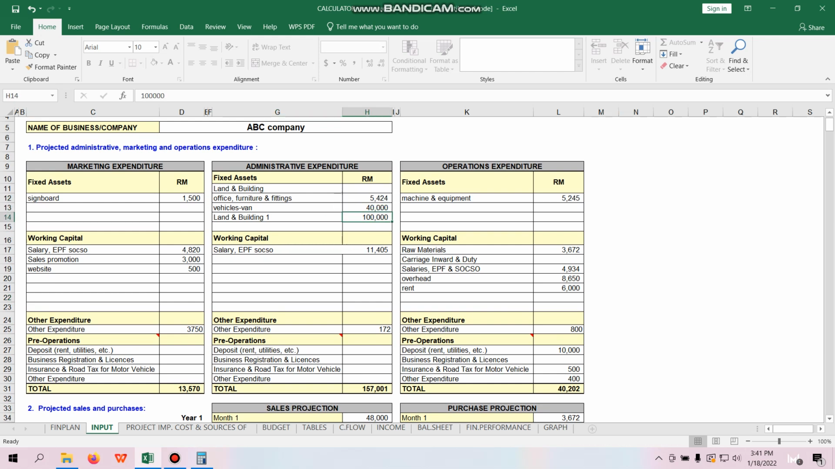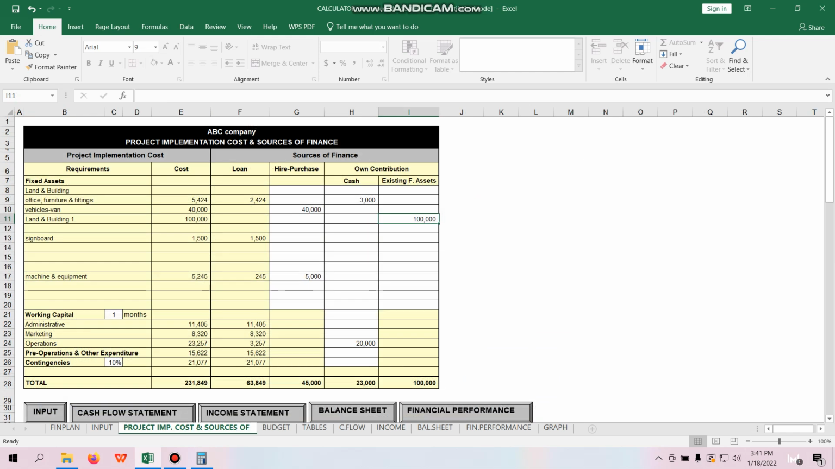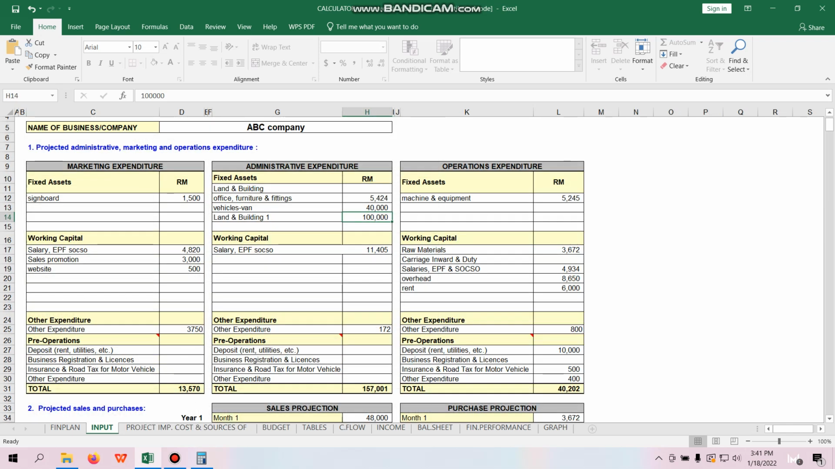The land and building, of course, can be financed by the existing asset, but it is part of the cost. So if you find that buying land and the building is expensive, then you need to minimize the cost. Let's say 50,000. That can reduce the cost, and you can make profit. For example, let's say I put 50K.